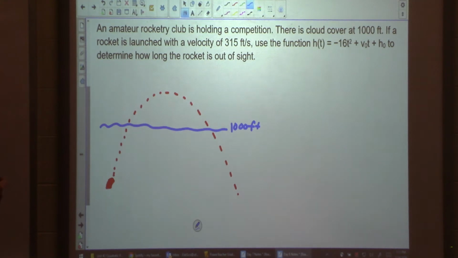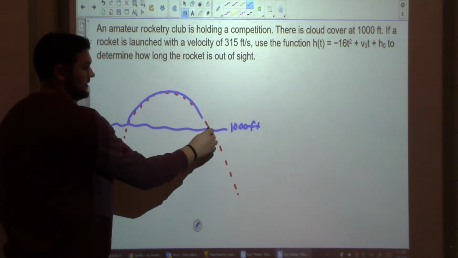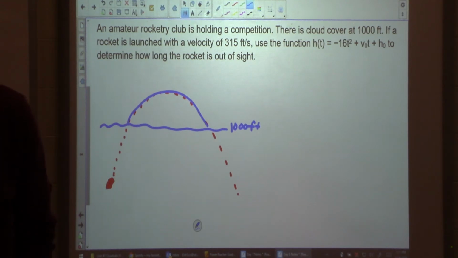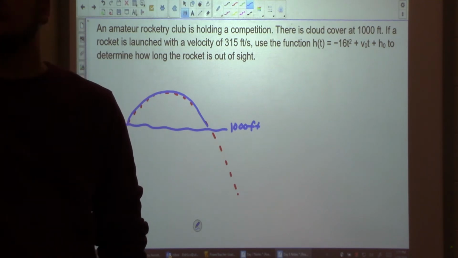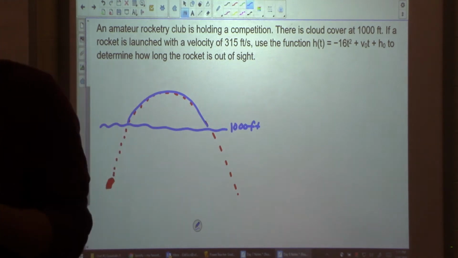We want to know how long the rocket is out of sight. In other words, we want to know how long it's in that distance. How could we maybe find that? Think about it. Is there a way we can figure out how long it is up there? No. So we don't want to know that distance. We just want to know how many seconds it is out of sight.